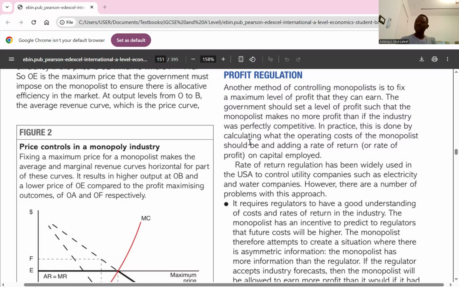The first one is that it requires regulators to have a good understanding of costs and rates of return in the industry. Because government wants to limit what monopolists will make, government has to understand how the market and the industry work. But how will government understand it when government is not part of the industry? Government is not an economist to know this. So the monopolists might have the incentive to tell government about high costs so that government will allow them to make more profit.